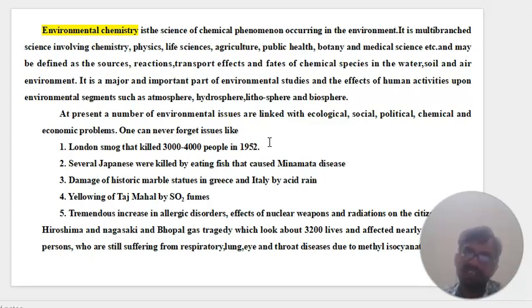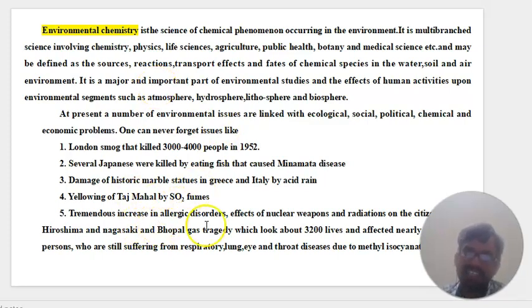One can never forget some issues that happened previously. You can see the London smog killed around 3000 to 4000 people in 1952. In the second case, many Japanese were killed by eating fish because of Minamata disease. There was also damage of historical marble statues in Greece and Italy because of acid rains. Especially you can see how India is suffering from this pollution, with the yellowing of the Taj Mahal by sulfur dioxide fumes. The Taj Mahal in India is one of the architectural wonders.